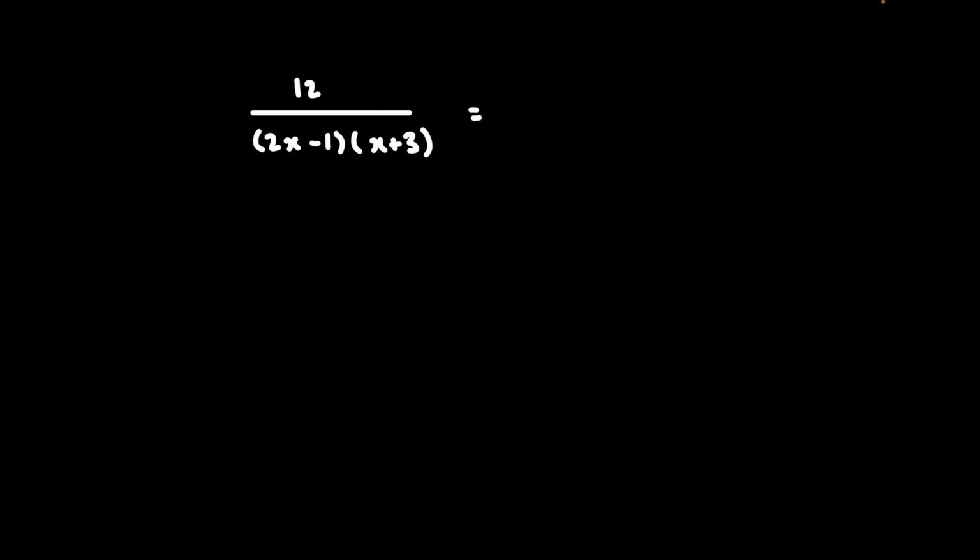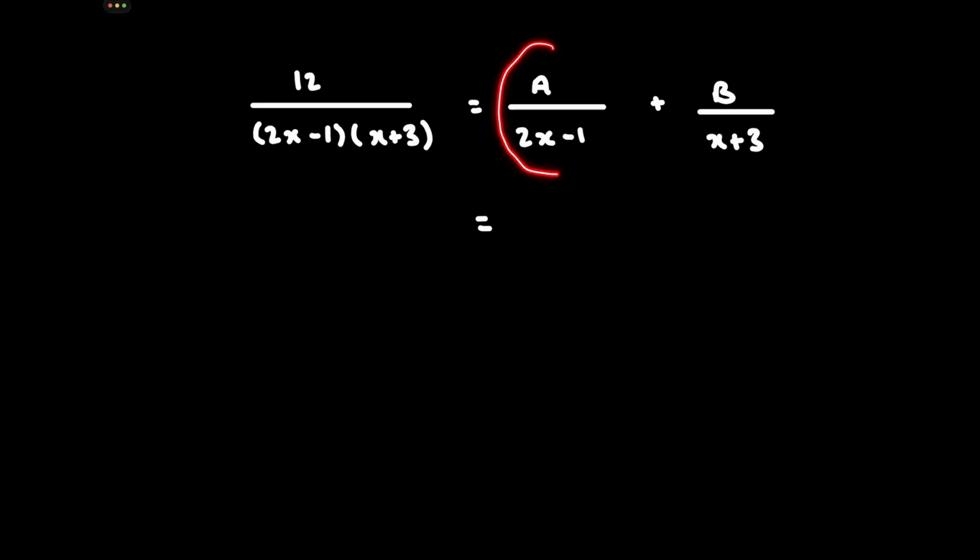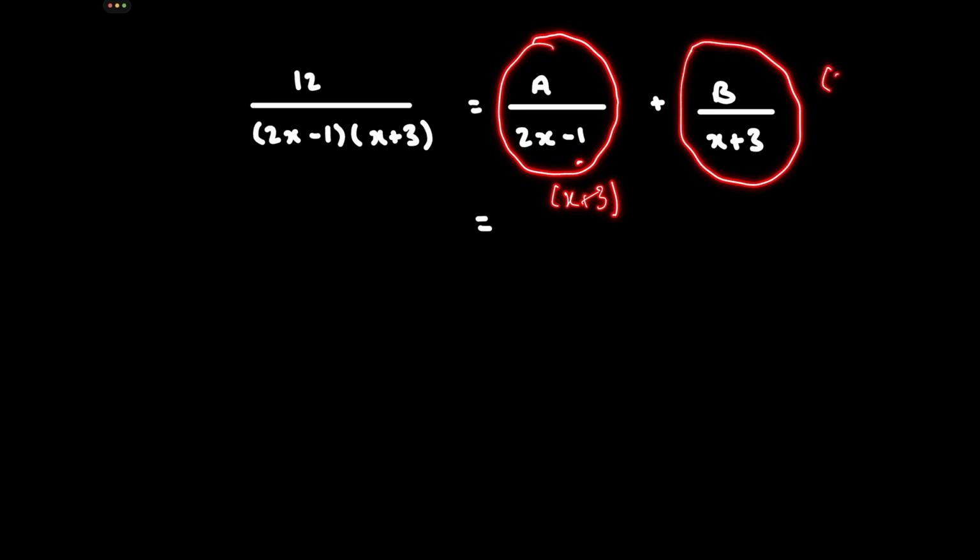So we could say this is the same as a divided by 2x take 1 plus b divided by x plus 3. And now we're going to do the same steps as before. We're going to rewrite the right-hand side by merging them as one fraction. So what I can do is I can multiply both the top and the bottom of this fraction by x plus 3. And I can times the top and bottom of this fraction by 2x take 1. Okay, because we want them to have the same denominators.